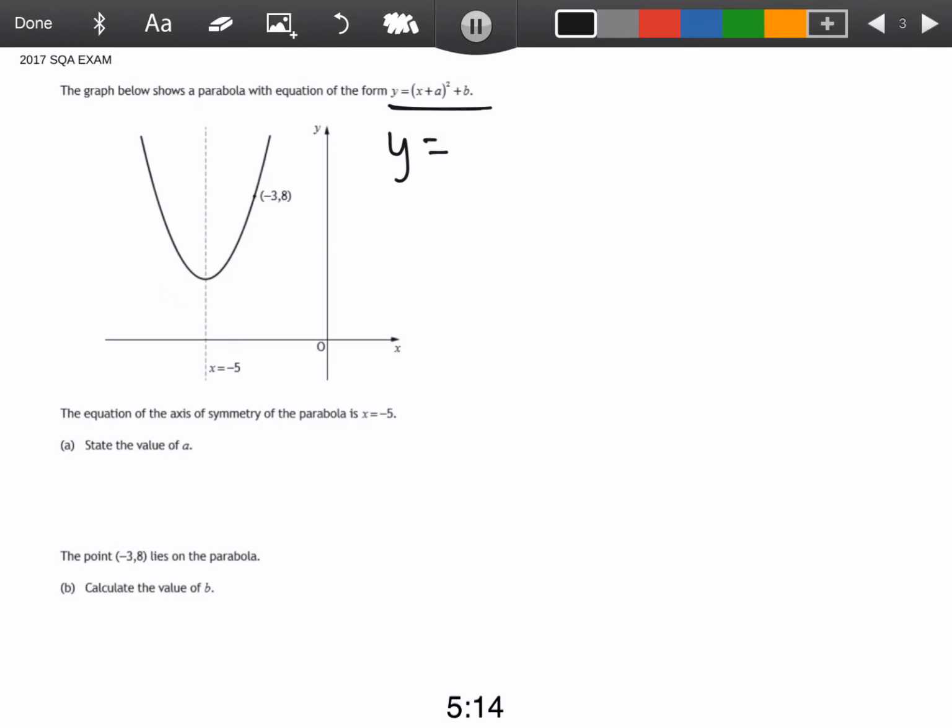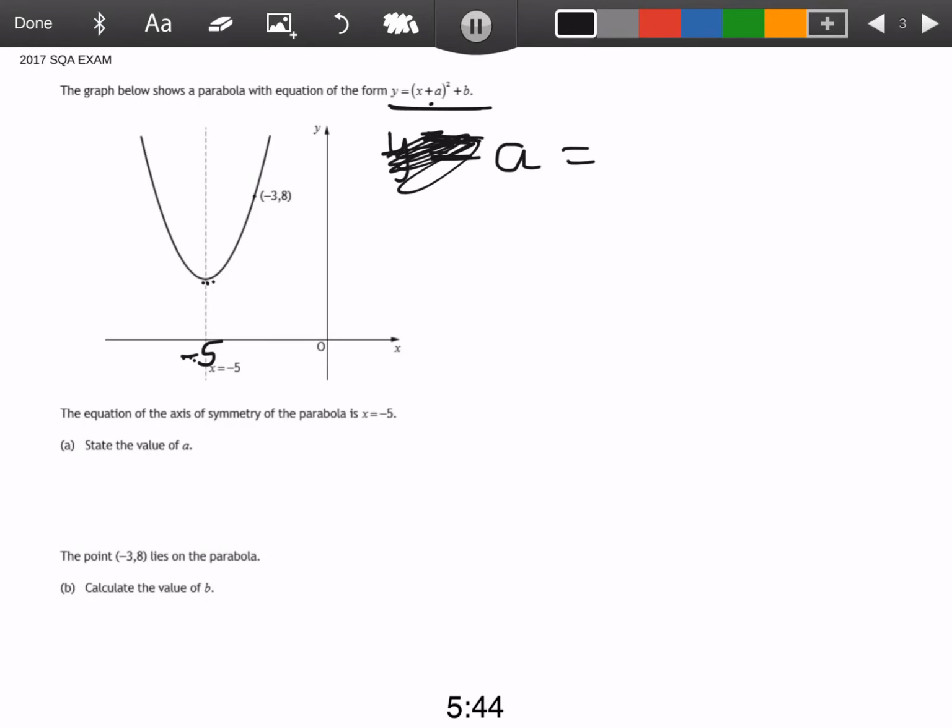Well, remember we've just talked about the axis of symmetry always going through the turning point. So that means that number on the x-axis there is actually negative 5. But remember, when we're talking about this number up here in the bracket, it means that a is actually positive 5. I don't know why I put that there.